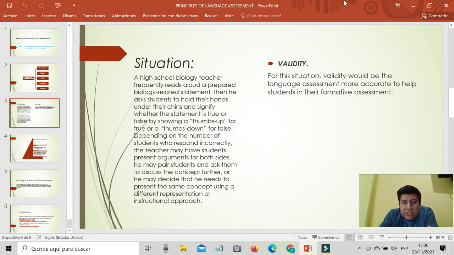You may pair students and ask them to discuss the concept further, or he may decide that he needs to present the same concept using a different presentation or instructional approach. For this situation, the best language assessment principle is validity, because validity will be more accurate, especially for helping the student's formative assessment. So let's analyze first some examples.